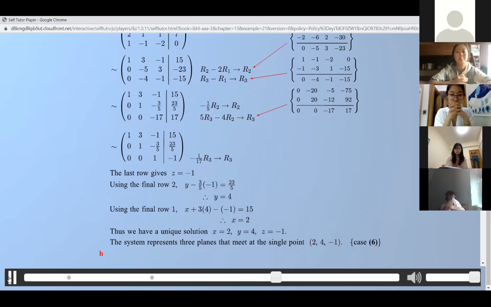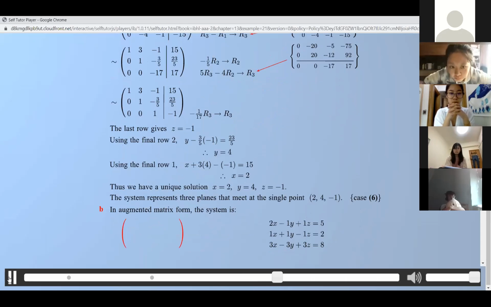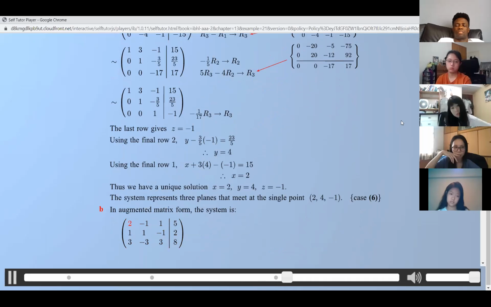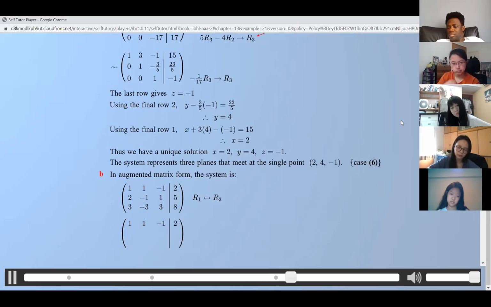For part B, we write the system in augmented matrix form using the array of coefficients of the variables, a vertical line for the equals signs, and the array of constants. We can see there is a 2 in the top left corner. We make a 1 there by swapping rows 1 and 2. We next concentrate on getting a triangle of zeros in the bottom left-hand corner.